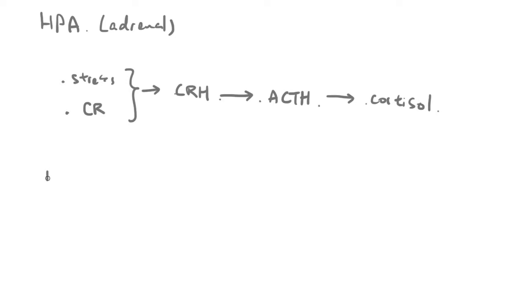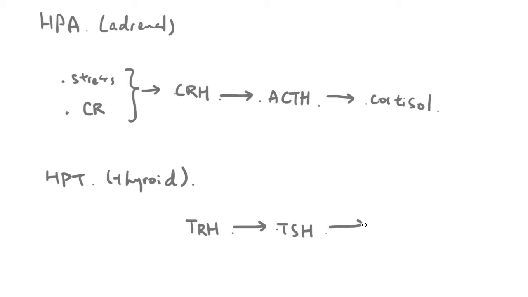And then we have HPT for the thyroid hormones. So what happens is that the hypothalamus would release TRH, which then stimulates the release of TSH from the anterior pituitary, and then it would stimulate the release of T3 and T4, the thyroid hormones, from the thyroid gland.